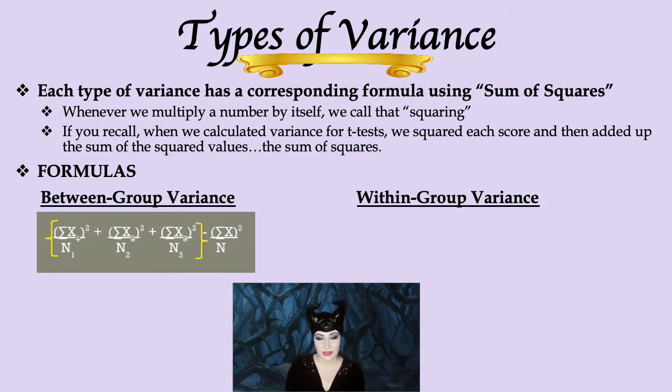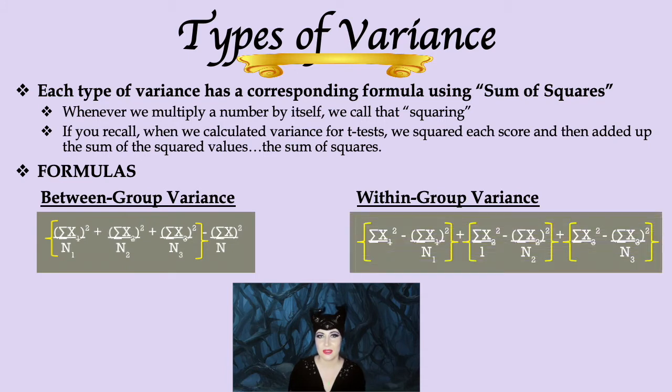For within group variance, we do something very similar to the variance formula that we used when we conducted the t-tests. So you can see the sum of x squared minus the sum of x then squared divided by n. So we would do this for each sample relative to how many conditions you have of your independent variable.